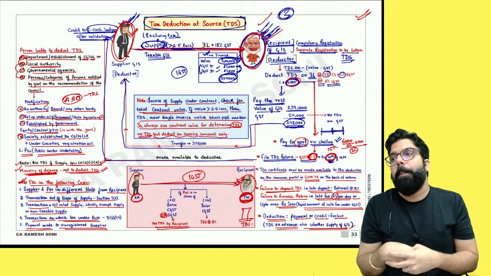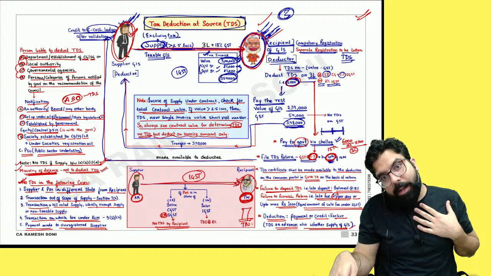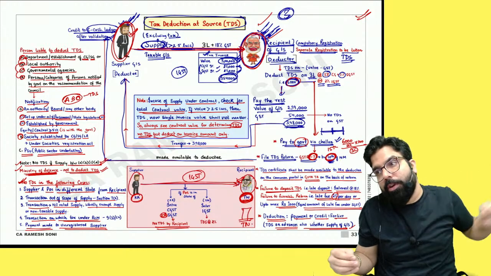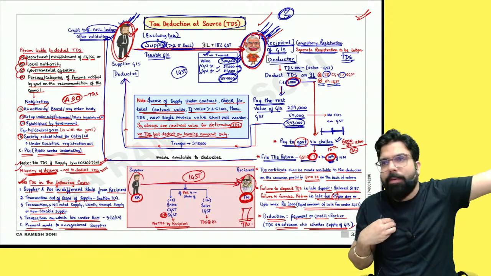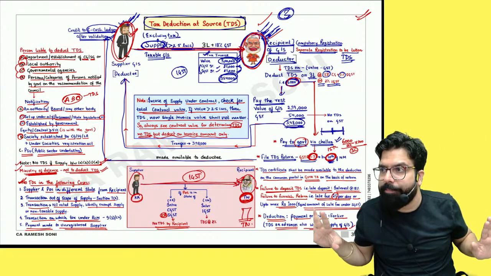Again, my question. I am the supplier in the state of Karnataka. Place of supply is also in Karnataka. Recipient is in another state. TDS, no TDS? No TDS. I am in Karnataka, recipient is in another state, place of supply is also in another state. TDS, no TDS? TDS. Are we clear, everyone?